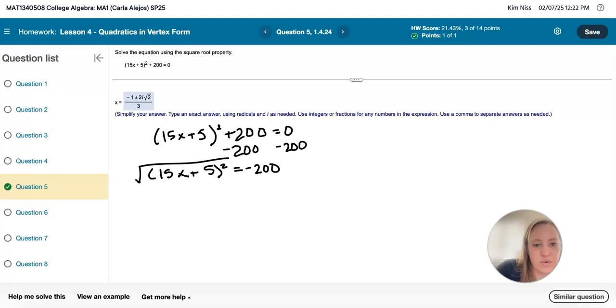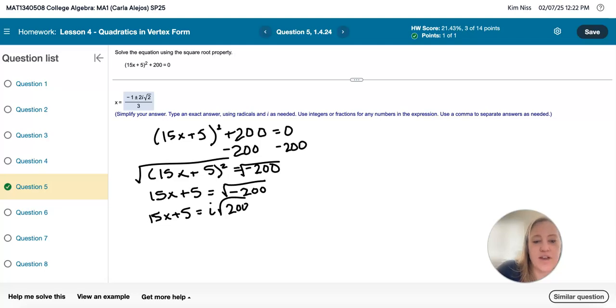Taking the square root of both sides leaves us with 15x plus 5 equals the square root of negative 200. So this is where it gets a little bit tricky. You can't actually square root a negative number. So to represent that, we use i, which means imaginary number. i equals the square root of negative 1, essentially. So we're going to pull i out to essentially turn that positive. So equals i square root 200.